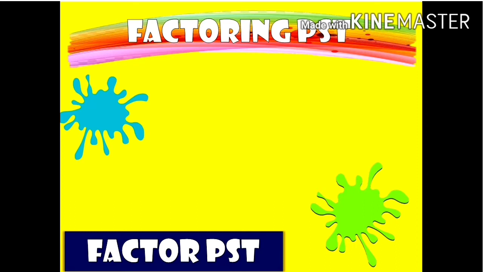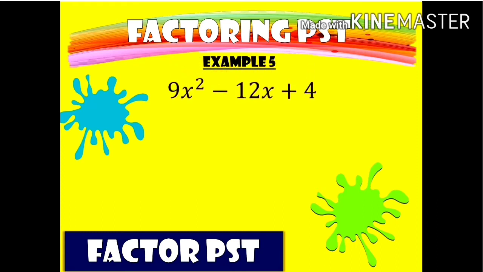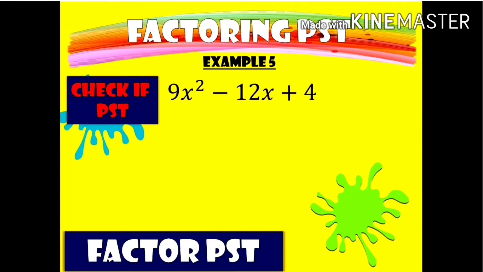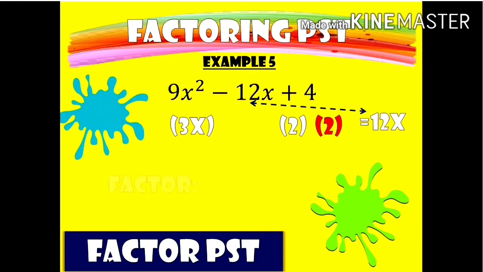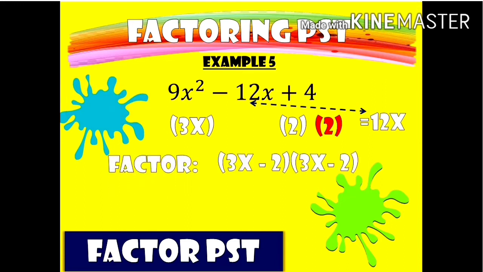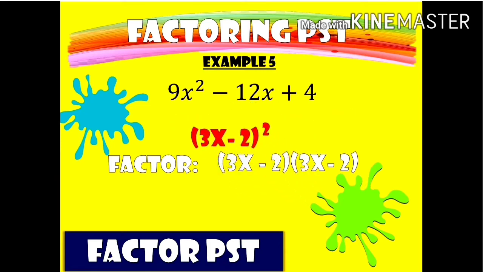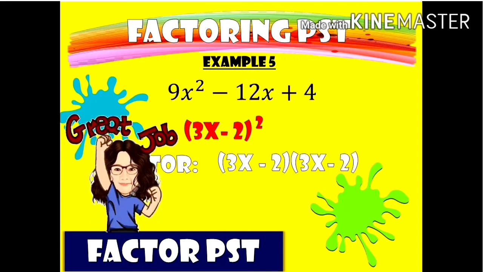What is the factor of 9x squared minus 12x plus 4? First step is to check if this given is a perfect square trinomial. Find the square root of 9x squared and 4, and that is 3x and 2. Multiply this by 2, the answer is 12x, which is our middle term. Now, the factor of this given polynomial is 3x minus 2 times the quantity of 3x minus 2. Negative because the sign of the middle term is negative. Therefore, the factor is 3x minus 2 quantity squared.